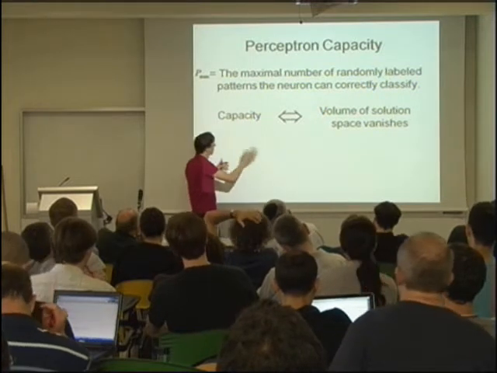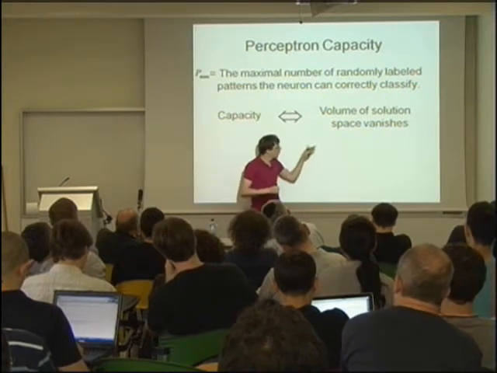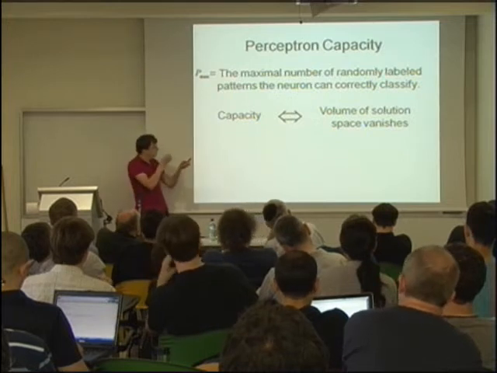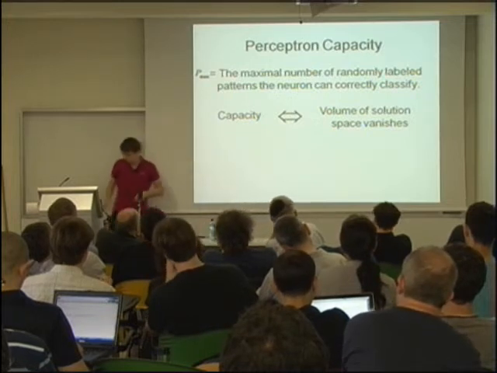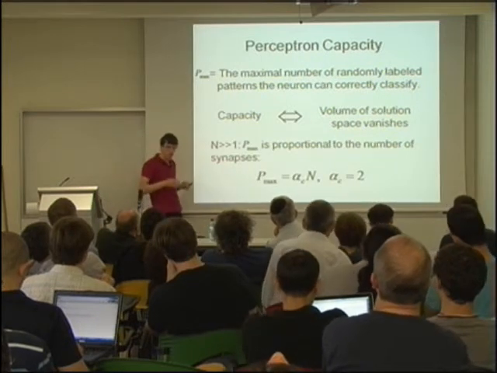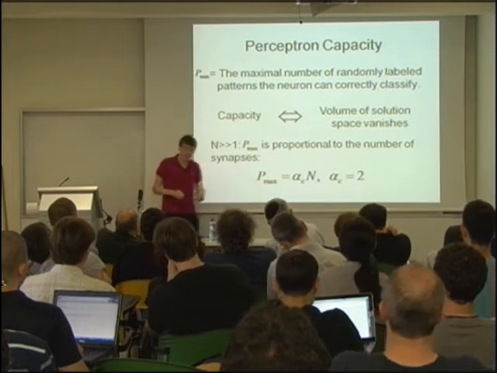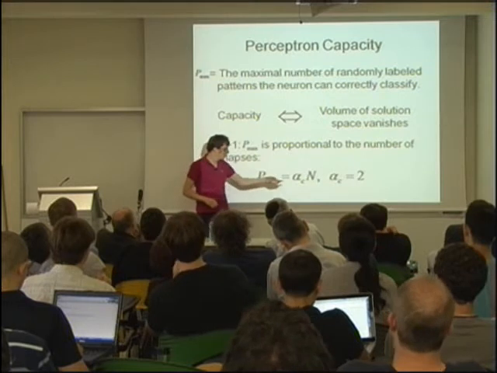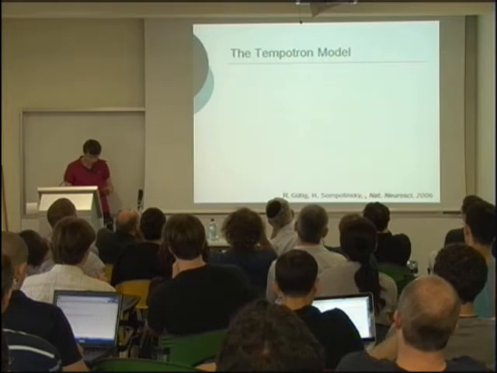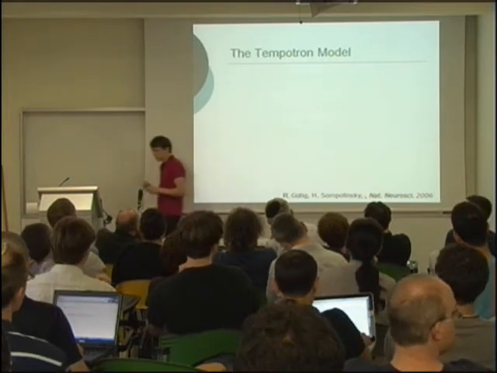What's important to understand is the connection between the capacity and the point where the volume of solutions disappears. They both define the same spot. A very well-known result for large n is that Pmax is proportional to the number of synapses with a proportion factor of 2. So we say the capacity of the perceptron is 2. Okay, so these are the main points I want you to remember about the perceptron model.